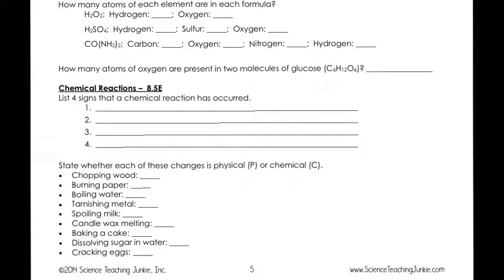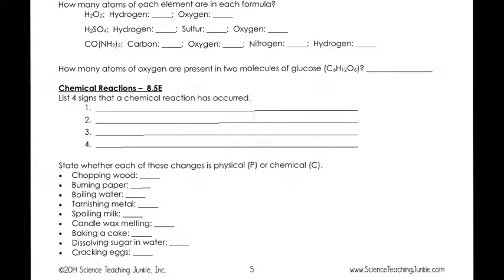The bottom section says how many atoms of each element are in each formula. So you've got to count from the substance listed here how many hydrogens and oxygens. It'll just be a number. And this gives you glucose. You're going to see glucose on STAAR. So we need to be familiar with that formula. And it's going to ask you how many atoms of oxygen are present.